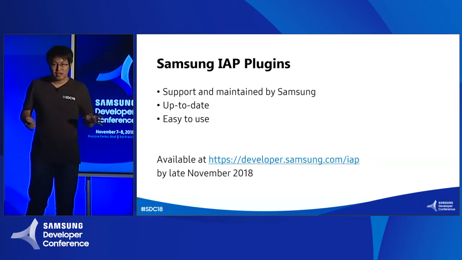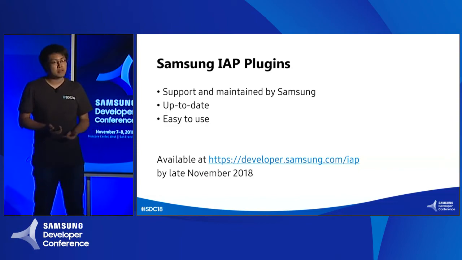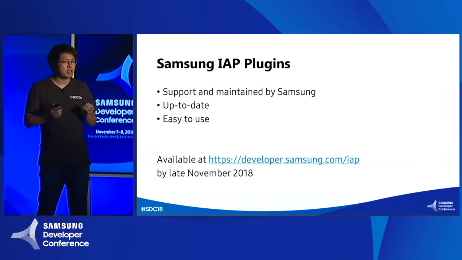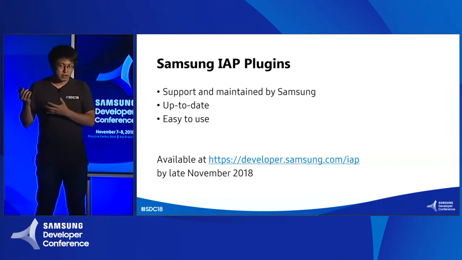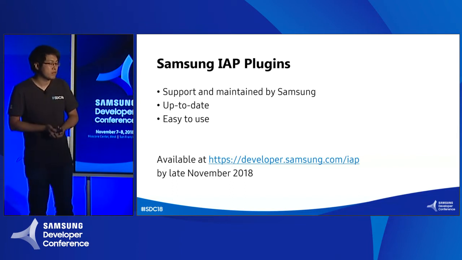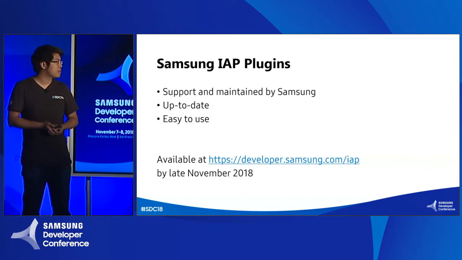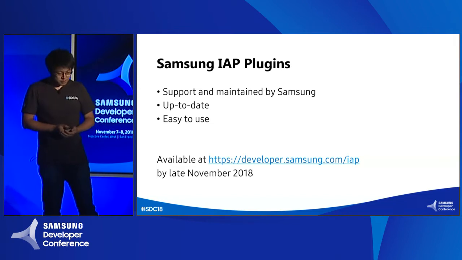With the Samsung IAP plugins, it's officially supported and maintained by Samsung. So we will always keep it up to date. That means you always get the latest features. And we spend a lot of time to make sure it's really easy to use. For example, it plays nice with Google and Facebook, which is actually not an easy thing to do for Unity. And it will be available later in November. You can download it at developer.samsung.com.